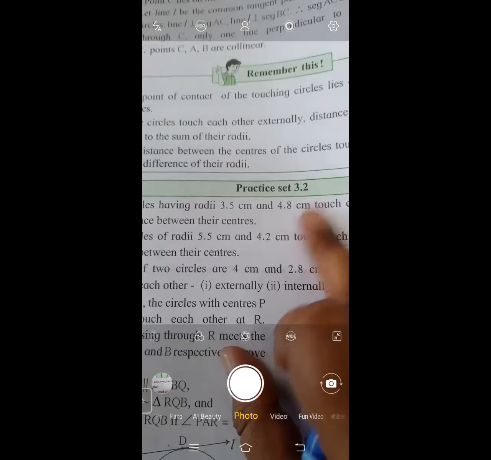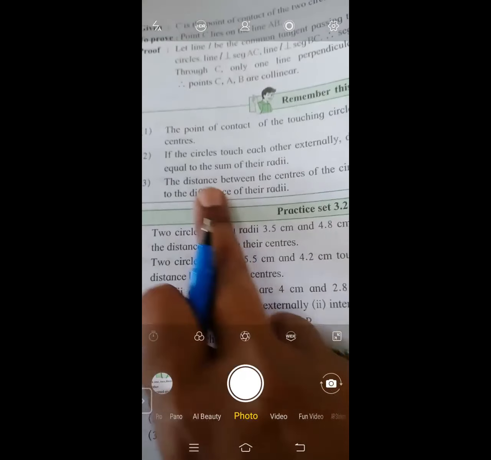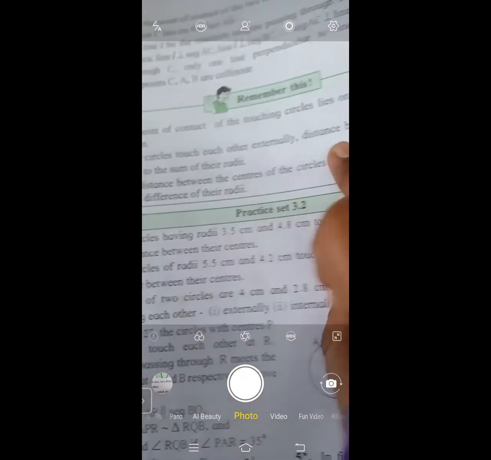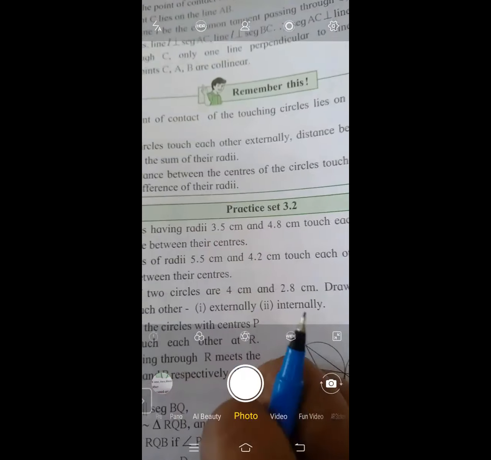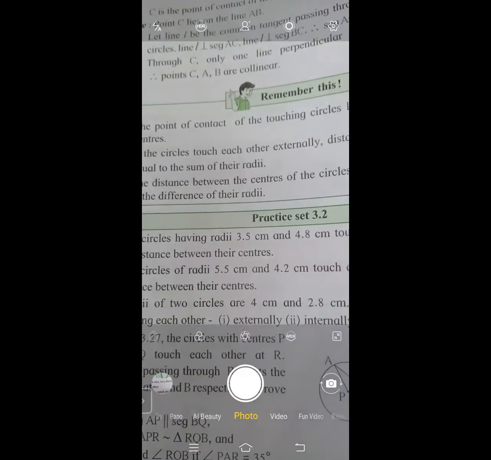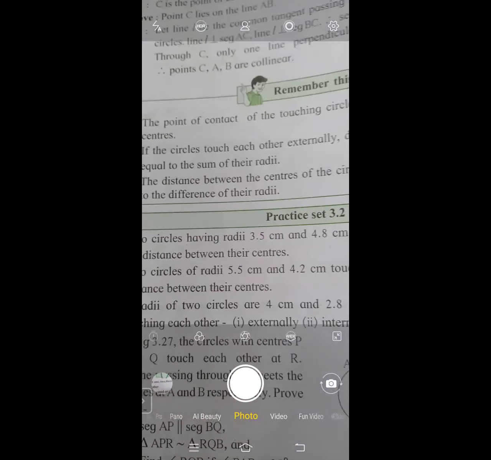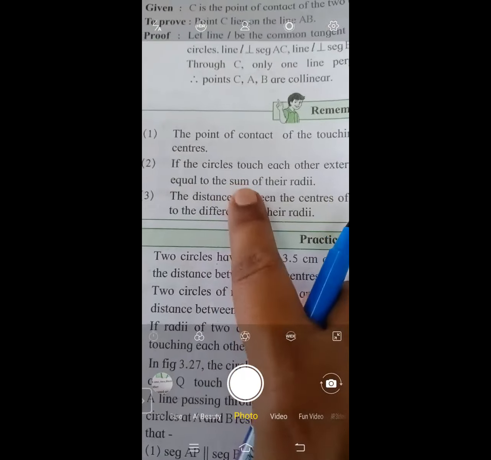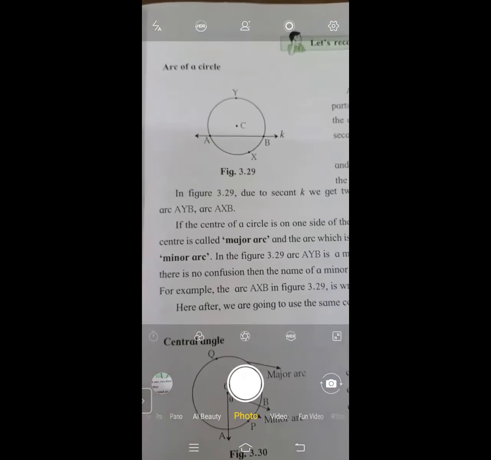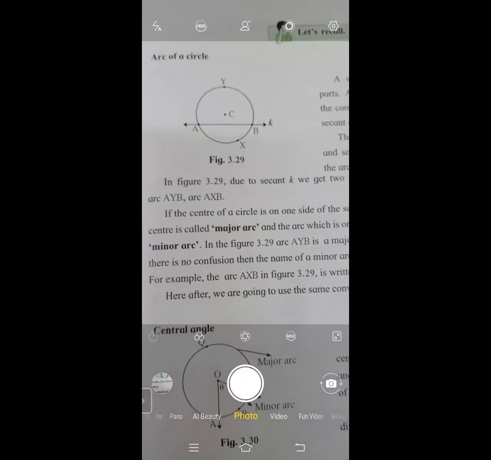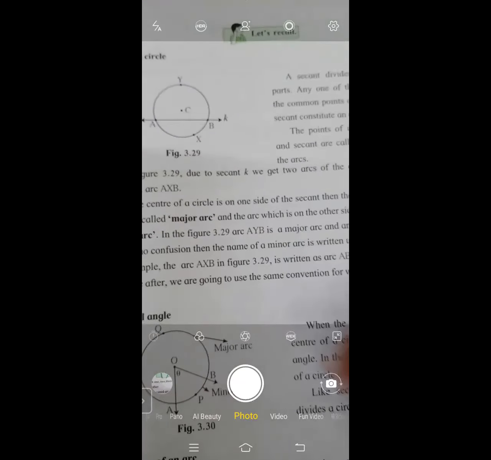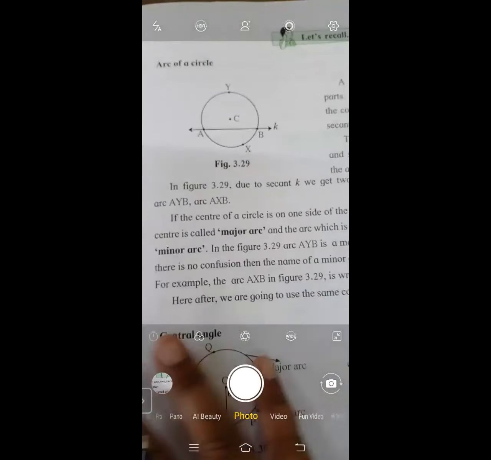By remembering these points, you will be able to solve all the 2 marks questions where we find the distance between the centers of the circles. In our next session, we will take all those examples for solving these sums. So let's move on to the arc of a circle. This is a completely different topic.